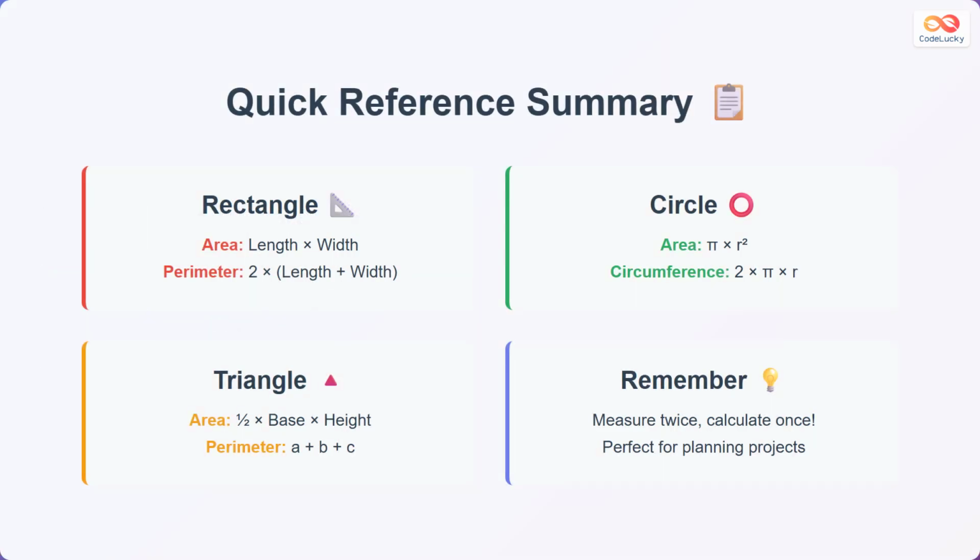Here is a quick summary of all the formulas. For a rectangle, area equals length times width, and perimeter equals 2 times (length plus width). For a circle, area equals pi times r squared, and circumference equals 2 times pi times r. For a triangle, area equals 1/2 times base times height, and perimeter equals a plus b plus c. Remember to measure twice and calculate once for perfect project planning.